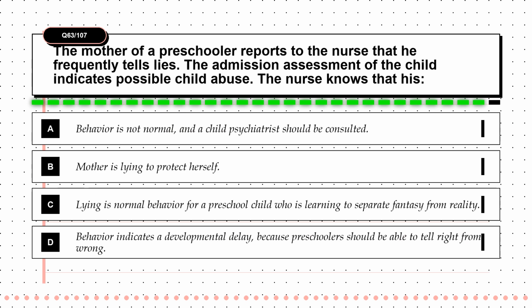Question 63. The mother of a preschooler reports to the nurse that he frequently tells lies. The admission assessment of the child indicates possible child abuse. The nurse knows that his... Here are the options. Option A. Behavior is not normal, and a child psychiatrist should be consulted. Option B. Mother is lying to protect herself. Option C. Lying is normal behavior for a preschool child who is learning to separate fantasy from reality. Option D. Behavior indicates a developmental delay, because preschoolers should be able to tell right from wrong.